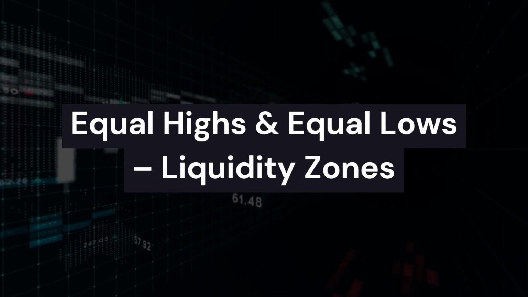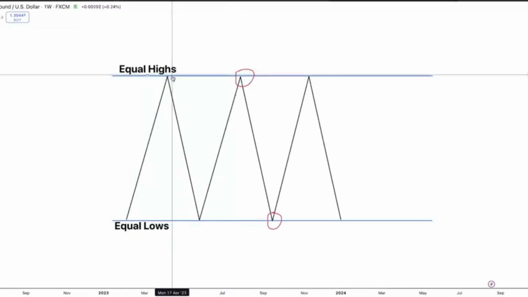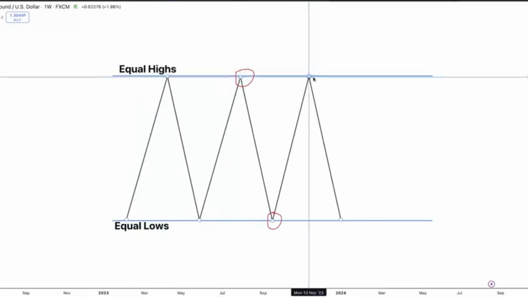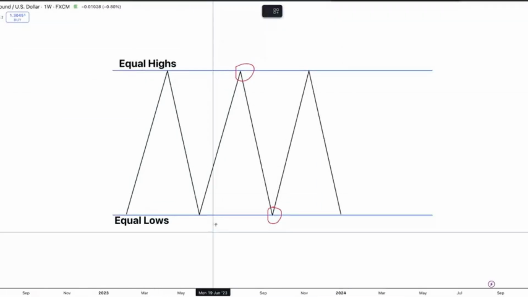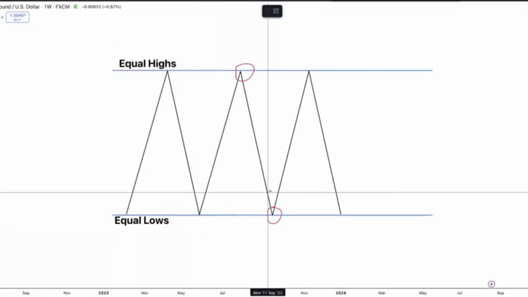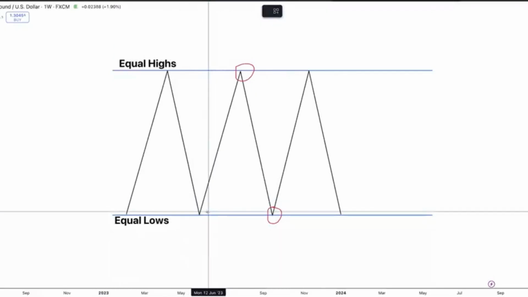Fourth, equal highs and equal lows. Equal highs means price touched the same high level 2 or more times, and equal lows means price touched the same low level 2 or more times. These are called liquidity zones.